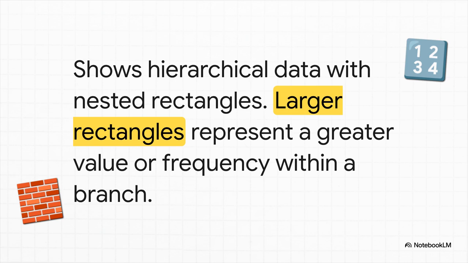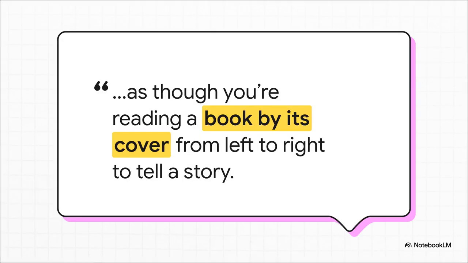This is where a tree map is so incredibly powerful. It uses the size of rectangles to show value, letting you display really complex, layered data in a small space and immediately see the biggest players. And I love this analogy for how to read a tree map. You look at it as though you're reading a book by its cover, from left to right to tell a story. It's so perfect. The biggest chunks are always in the top left, and the values get smaller as you move down and to the right. It's a story told through space and size.